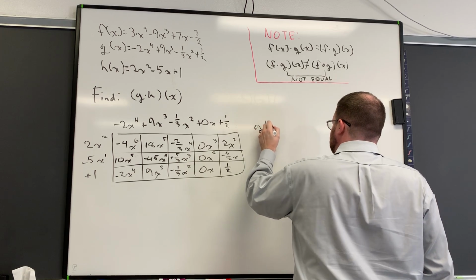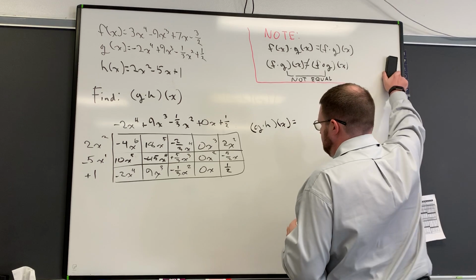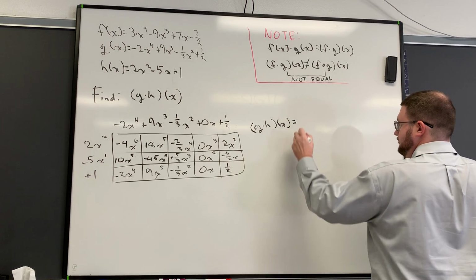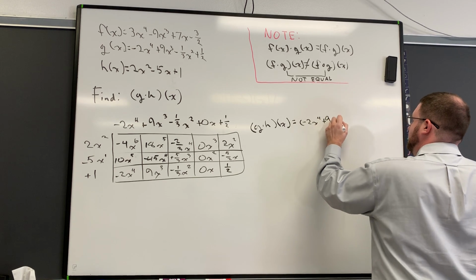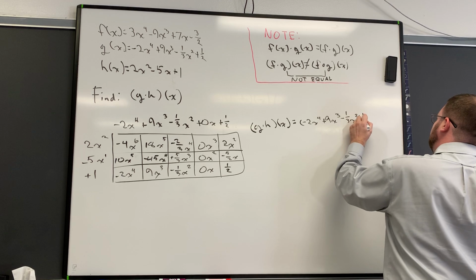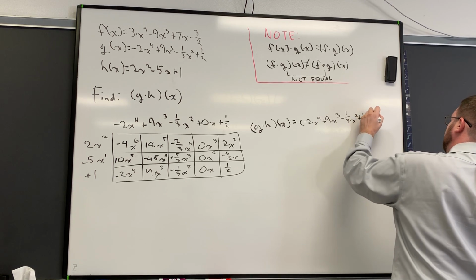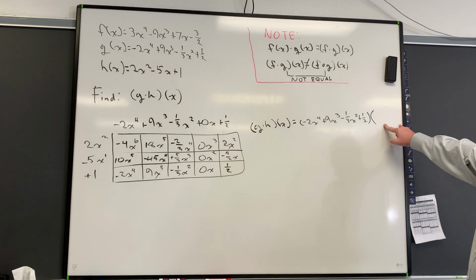So g times h of x equals, I'm going to put my first function in parentheses, negative 2x to the fourth plus 9x to the third minus 1/3 x squared plus 1/2. And then I'm just going to put beside it in parentheses the second function. Now you're going to notice we're going to run out of space here. So here's what I'm going to do.